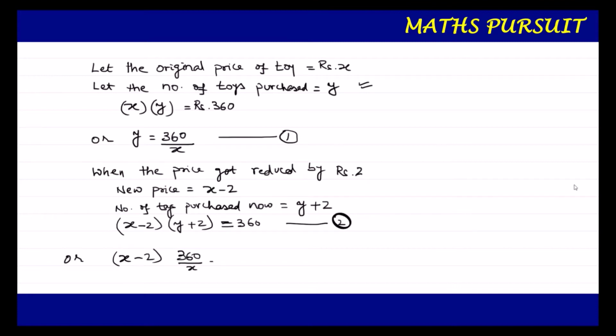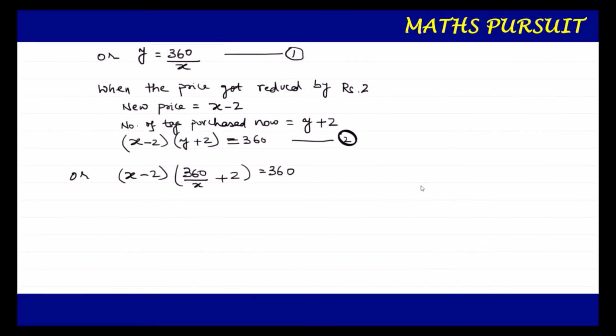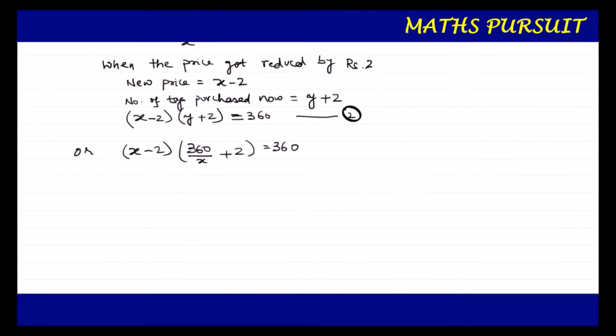360 upon x plus 2 is equal to 360. So guys, we got one equation where we got (x minus 2) into (360 upon x plus 2) is equal to 360. Now let us solve this question. And definitely, as I told, this is from the chapter quadratic equation. We are going to get a quadratic equation here. We need to solve a quadratic equation here. So now let us solve this equation.